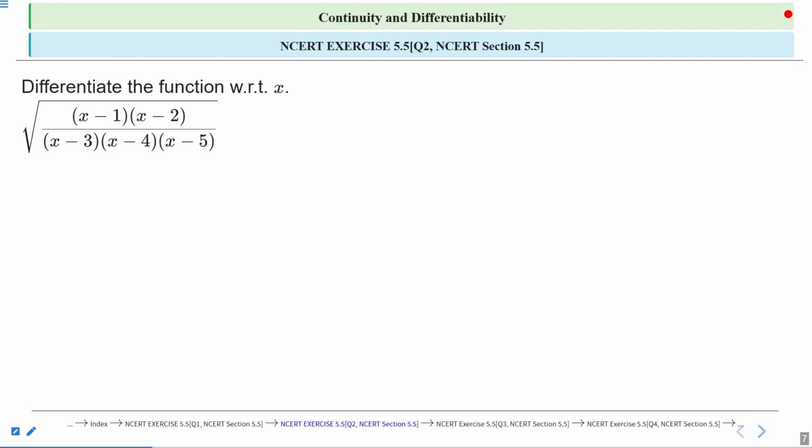Okay, so we have to differentiate the function with respect to x, right? The function is root over (x minus 1) into (x minus 2) upon (x minus 3) into (x minus 4) into (x minus 5), right? We have to differentiate the given function. So how can we differentiate it? Again, it is of the form u(x) to the power v(x). So we will take log both sides and we can easily differentiate this, right? You have 1 minute 10 seconds to solve or think about this question. After that, we'll move to the solution part, right?